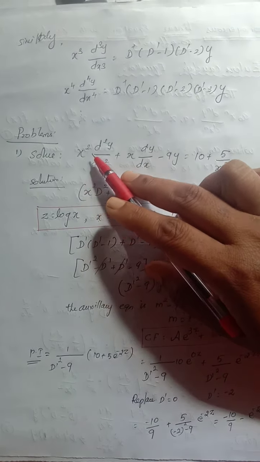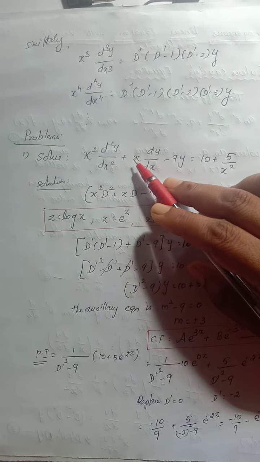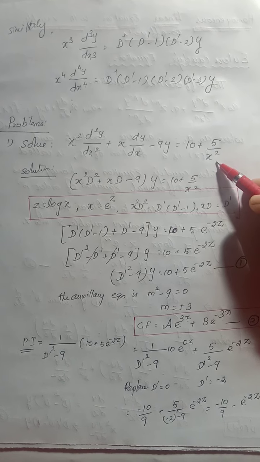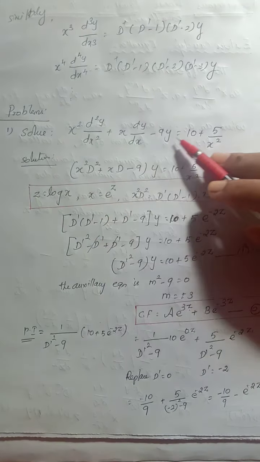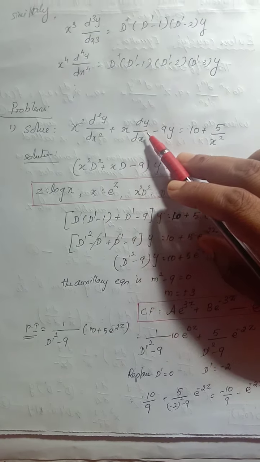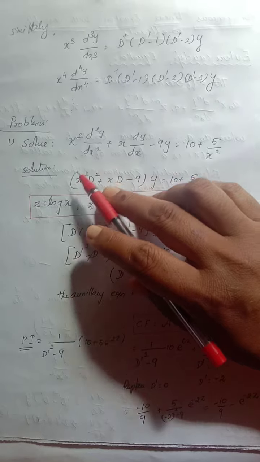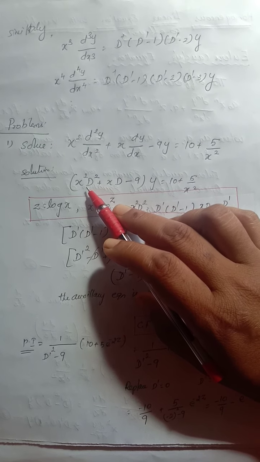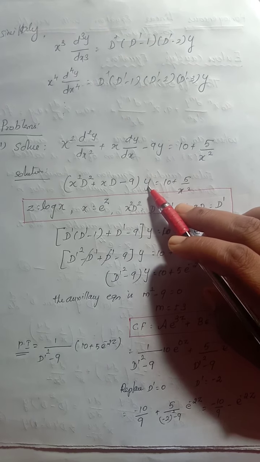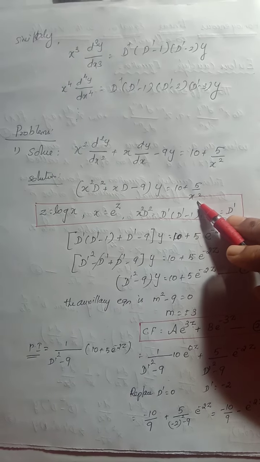First sum: x squared d squared y by dx squared plus x into dy by dx minus 9y is equal to 10 plus 5 by x squared. So we want to solve this equation. See this equation, the terms are multiplied by the x powers, and this comes under Cauchy's equation, and this can be written in the reduced form as x squared d squared plus x into d minus 9 of y is equal to 10 plus 5 by x squared.